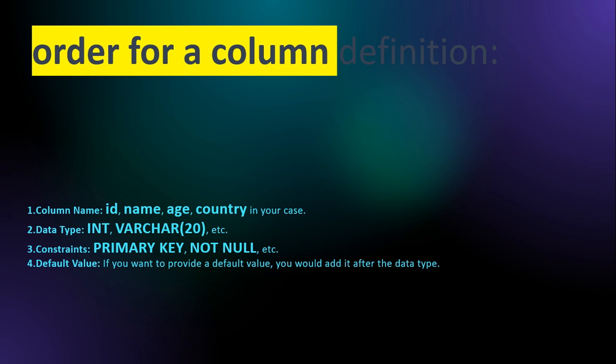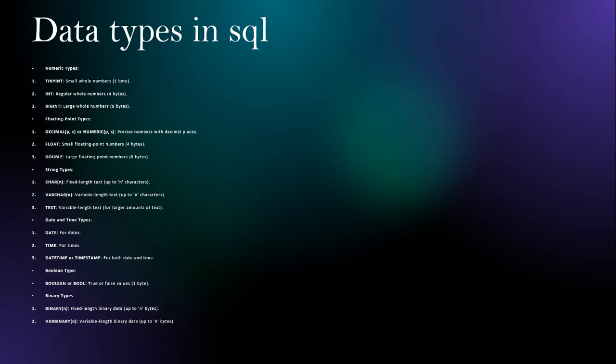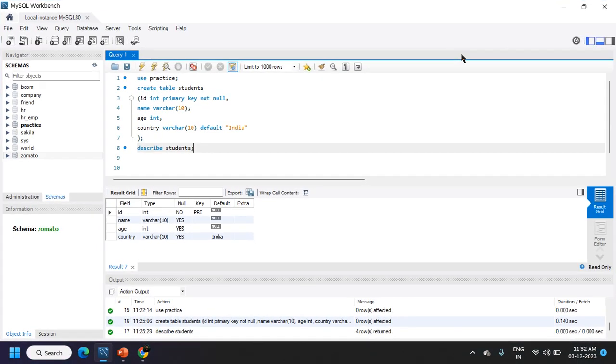After that, if I want to give any default value for the column, in case some information is not given while inserting, I can give a default value. For example, for the country I created a default, India. So while inserting, if the country is not mentioned, it will by default take India as the default value. So like that I can define my table.